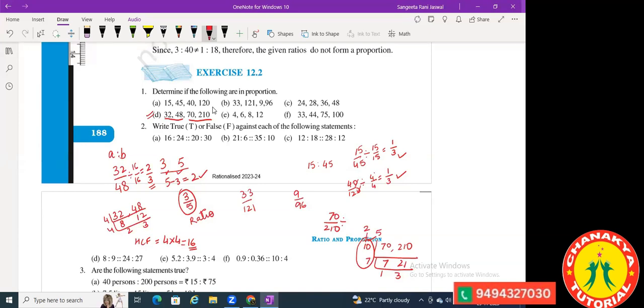You got it? What is the difference from prime factorization? We take only prime factors. I'm not finding prime factors. I'm only finding the highest common factor here. So you can do either way.